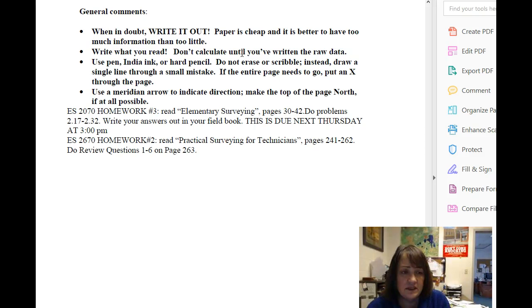For ES 2070, the engineering surveying class, I would like you to read your textbook, pages 30 to 42, which is the remainder of chapter 2 in your textbook, and to do problems 2.17 through 2.32. Now, for the last information that we had about units and significant figures, you did 2.1 through 2.16. So basically what we're doing is just finishing the homework in the chapter. I have on this page, write the answers out in your field book. This is due next Thursday at 3 p.m.